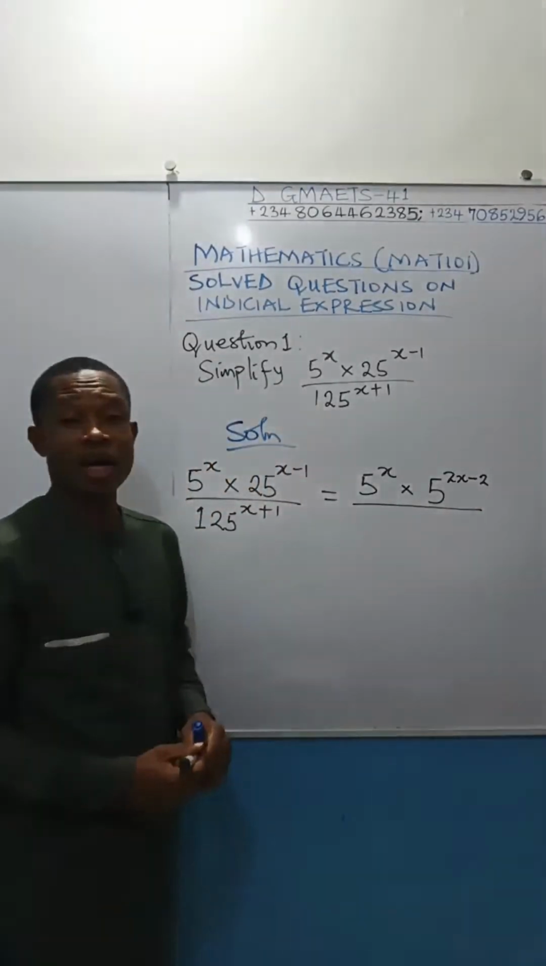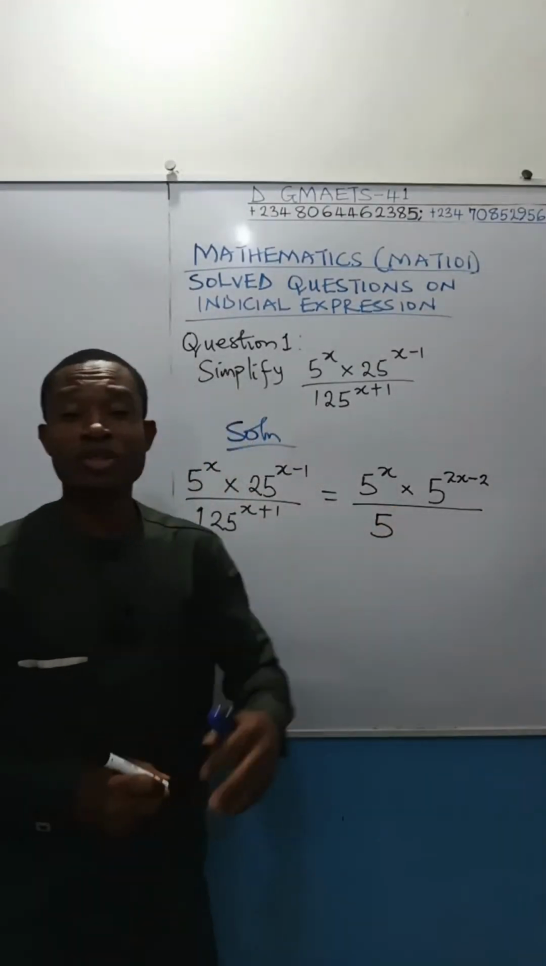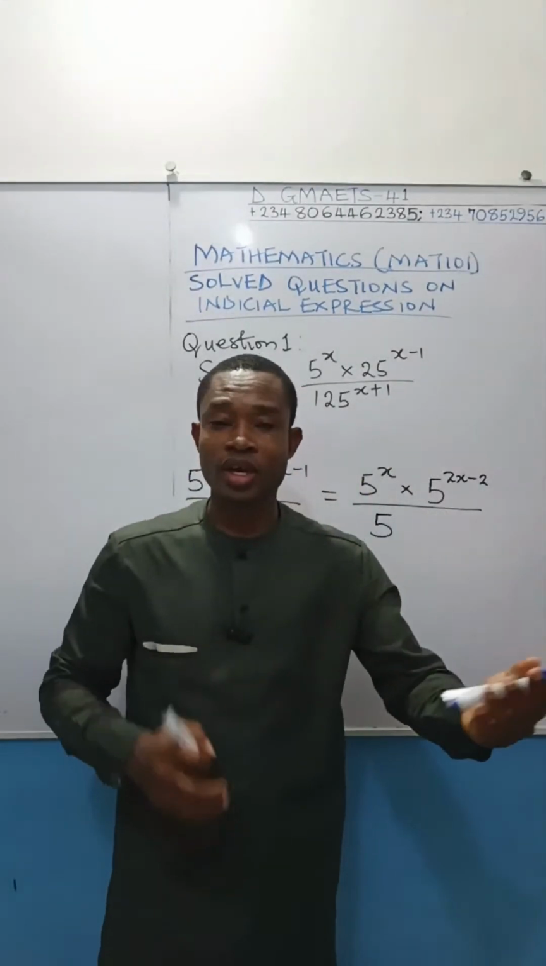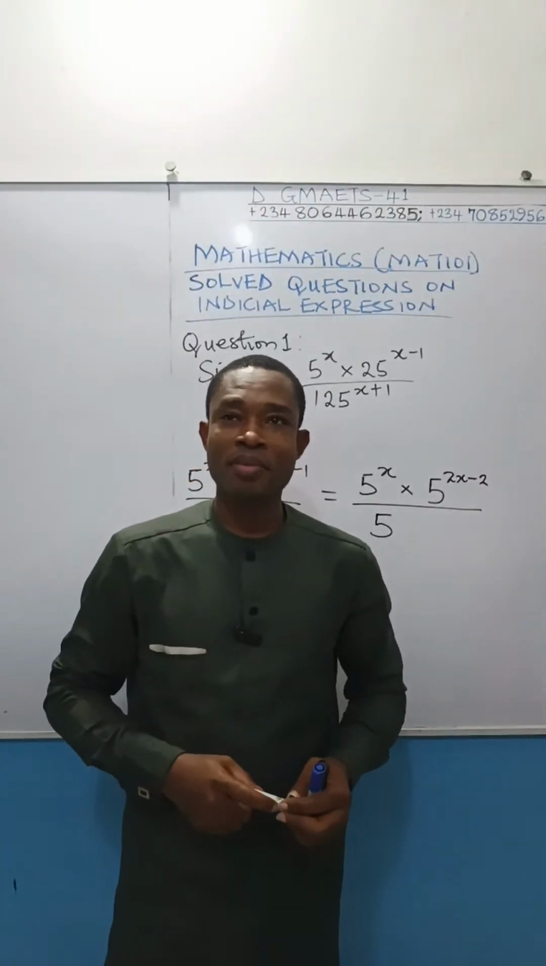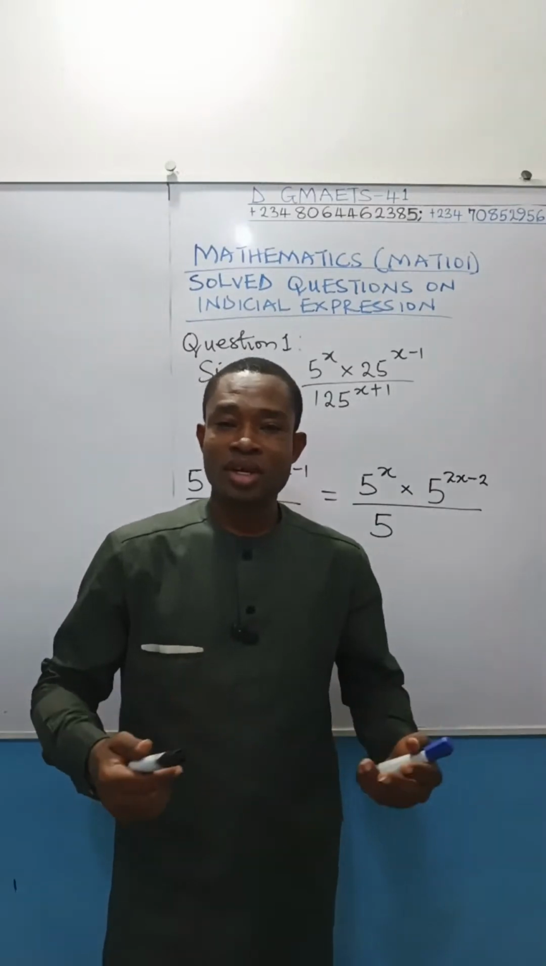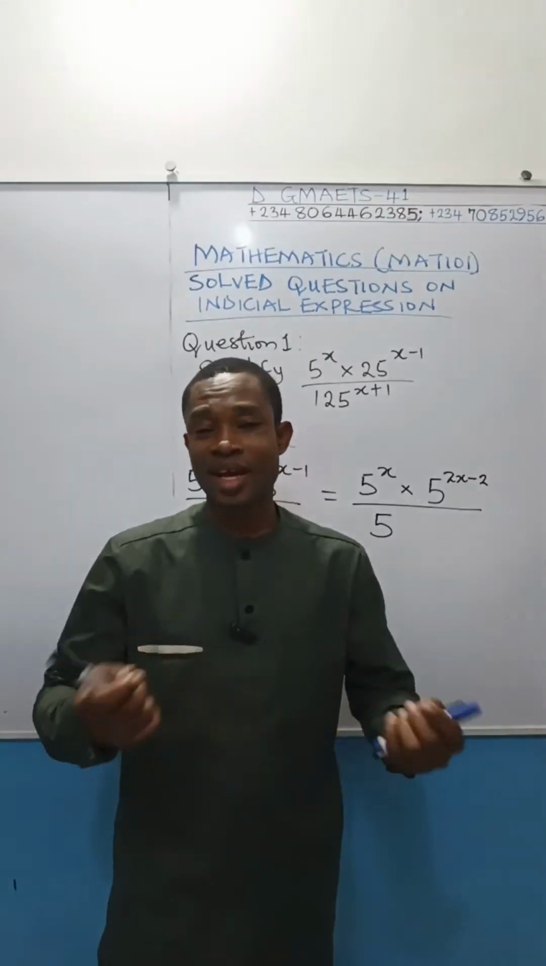125 can be broken down to 5 raised to power 3. Is that okay? That is why you should know your squares and your cubes. Square of a number, cube of a number, very important. At least know about 2 raised to power 2 down to 2 raised to power 8, at least.